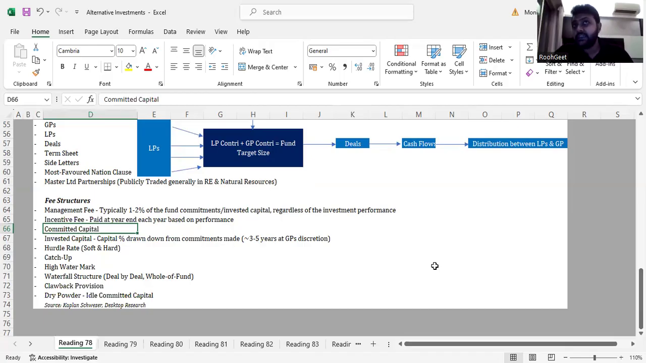It's not the case that I will always fulfill my commitments. Maybe after some time I will say that, hey, listen, not 15 CR, I want to max out my investment at 10 CR. This is invested capital, the real money which has come into the fund. So there is a difference between committed and invested capital.